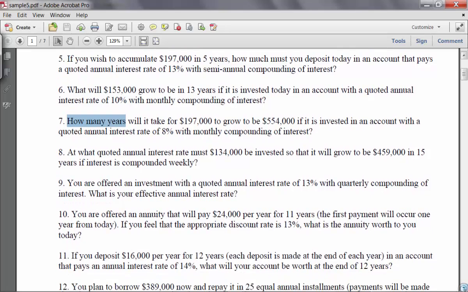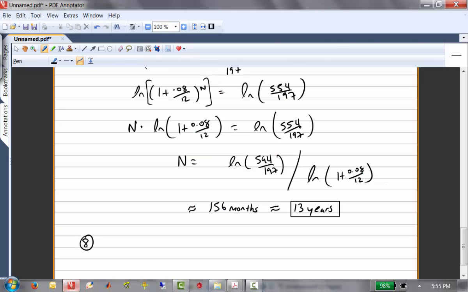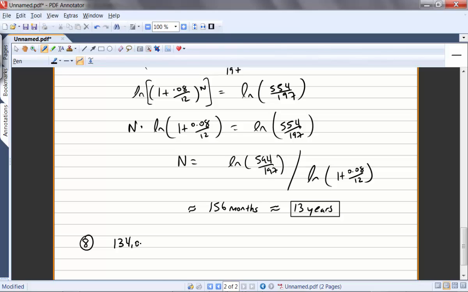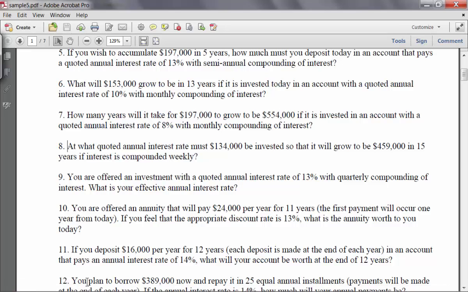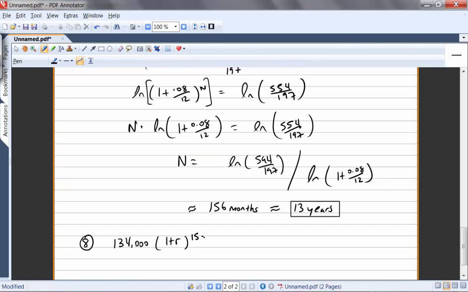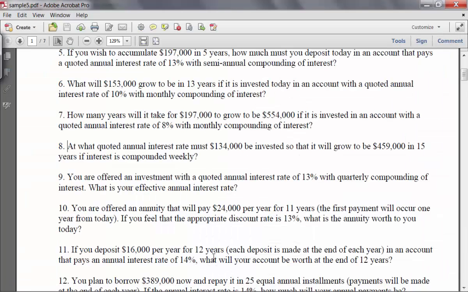to YouTube. Number 8. At what quoted annual interest rate must $134,000 be invested so that it will grow to be $459,000 in 15 years if interest is compounded weekly? So they're asking for the interest rate. Whenever they ask for an interest rate, just be careful because you can't always solve for it. We know that whatever this rate is, it's a weekly rate. And how many weeks? 15 years, and there are 52 weeks in a year, so n is 15 times 52. And what is it going to grow to? 459,000.